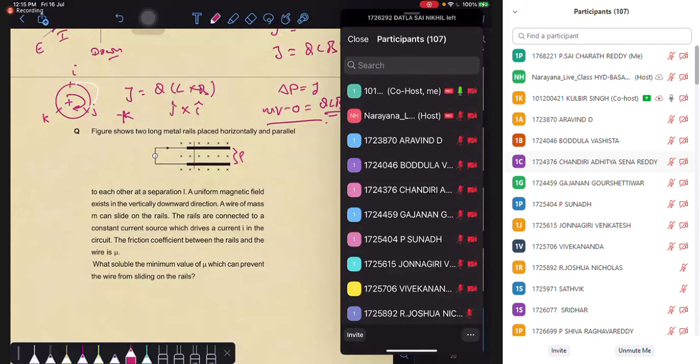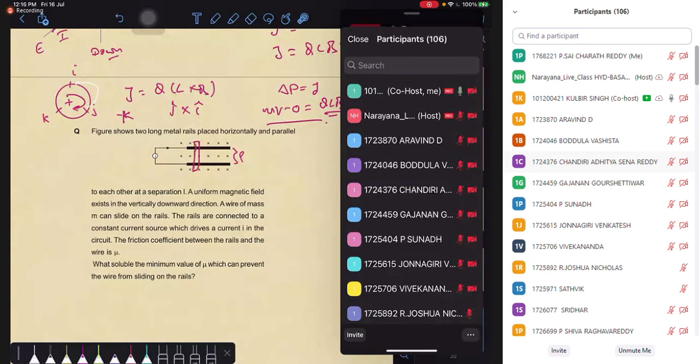So this is your wire. I can make it here as a rod, connected to a current source, a battery or something like that. And the criterion is the current through the source. The friction coefficient between the rail and the wire is mu. Where is the friction? Here is a rod. Below the rod, there is a rail, and it is touching the rails.